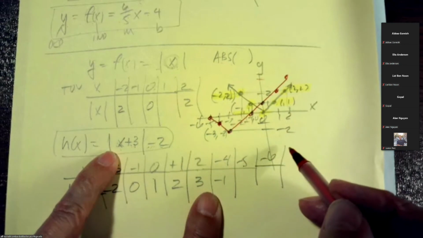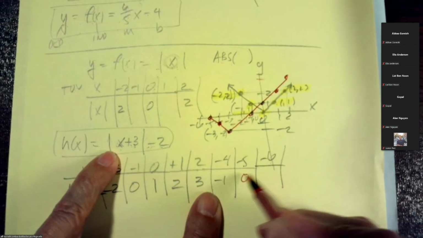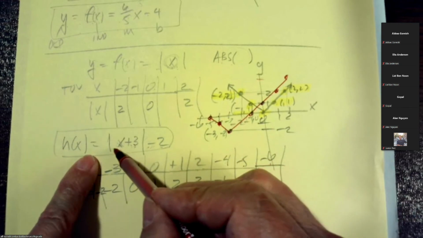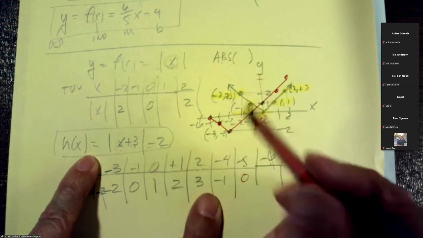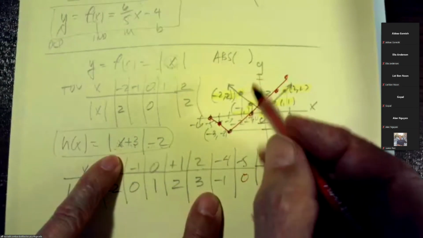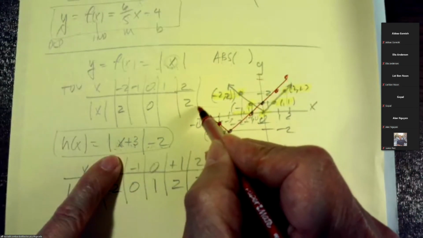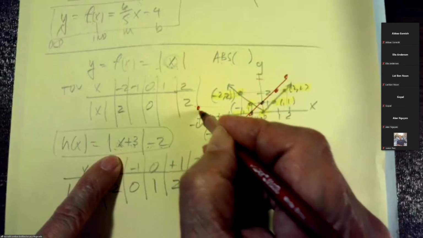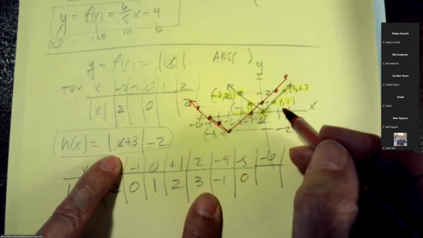That's there. And at 6, we're going to be 3. 6 will be 3 minus 2, which is 1. So it looks like we're going to be up here. So we have a line going up this way.